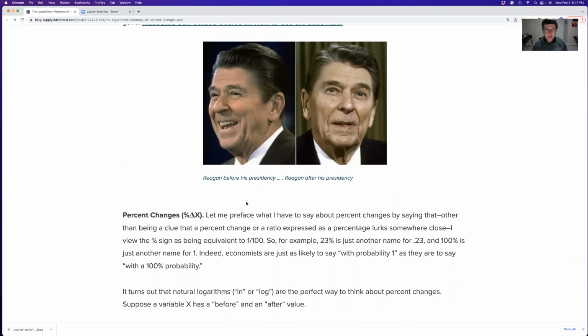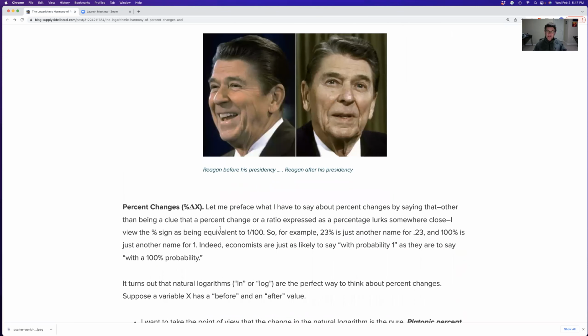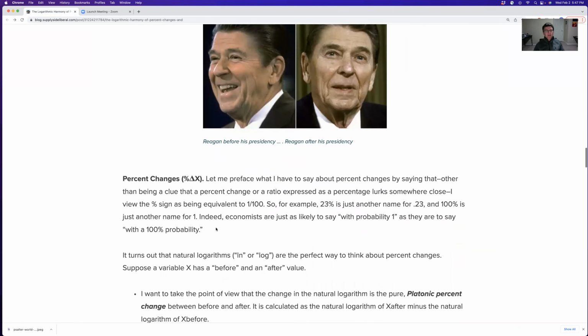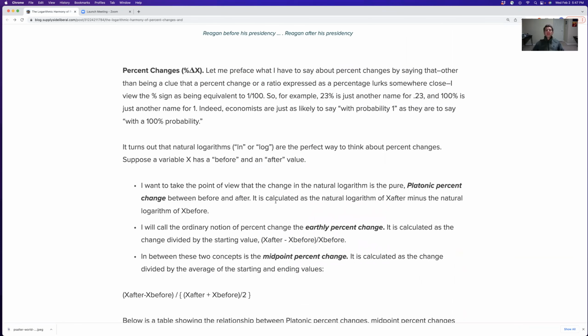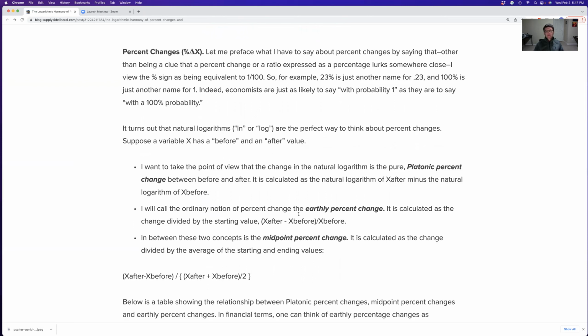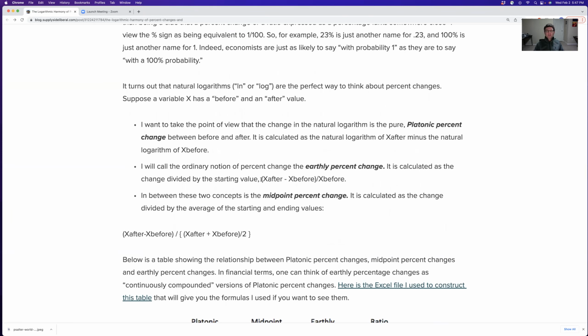Okay, so I have this picture of Ronald Reagan just to emphasize before and after, because where I'm going now is to talk about percent changes. So I want to take the point of view that the change in the natural logarithm is the pure Platonic percent change between before and after. It's calculated as the natural logarithm of where you are afterwards minus the natural logarithm of where you are before. The ordinary notion of percent change is the earthly percent change. It's just the straight change, where you are after minus where you are before, divided by where you are before.